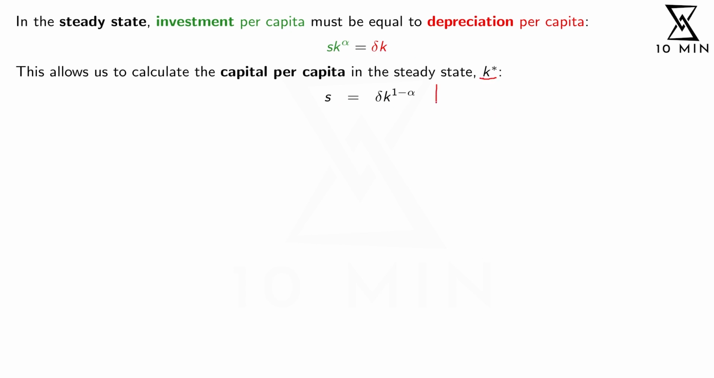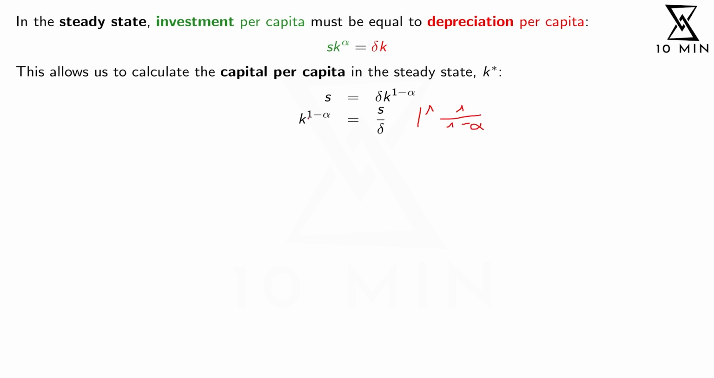So in the next step, we divide both sides by delta. Here it disappears, and you have the delta in the denominator. And because we're interested in the capital stock, we switch sides. So we flip the left and the right hand side. Now you have k to the power 1 minus alpha on the left and s over delta on the right. Now we're almost done, but of course we don't want k to the power 1 minus alpha, but simply k. So how do we get rid of this power 1 minus alpha?